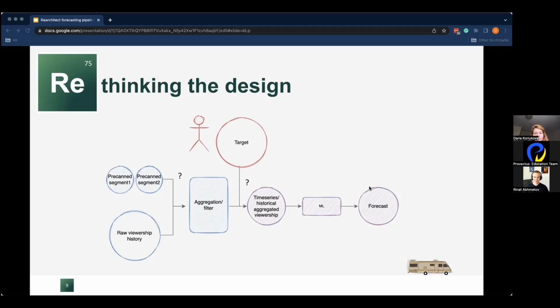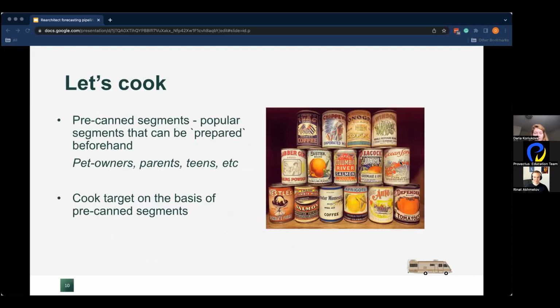But even if we consider that there are some building blocks for the target, which we call pre-canned segments, there were still 2 big question marks here. Even though we have some pre-processed building blocks, how do we aggregate them in a way that target segments can be embedded in the middle of this pipeline? They should have been somehow related. And that's the time when we need to start cooking.